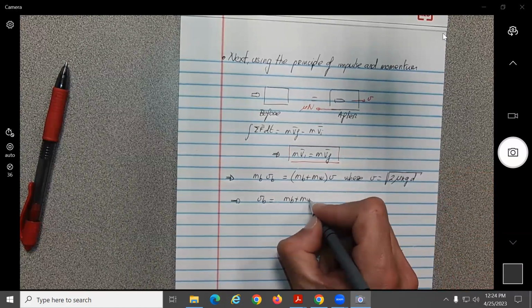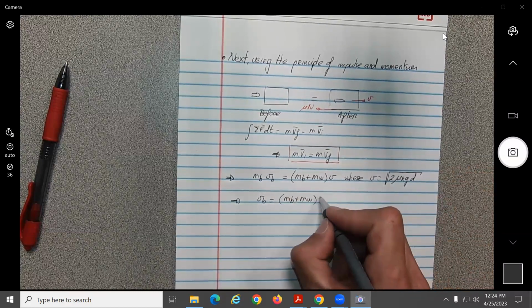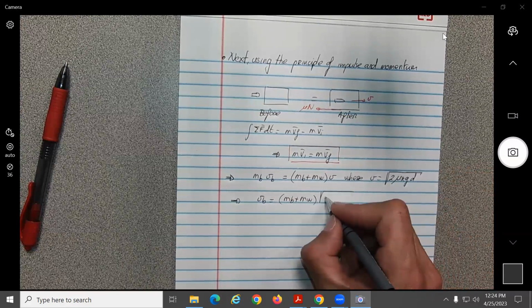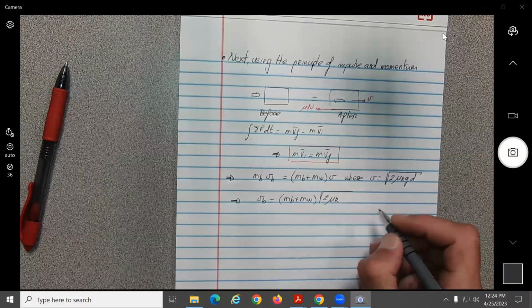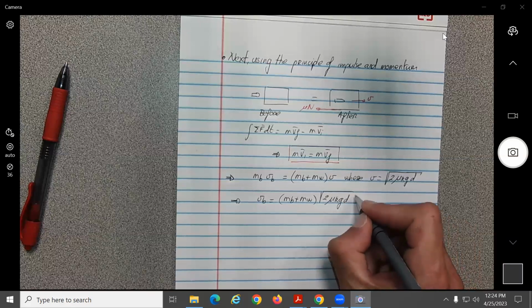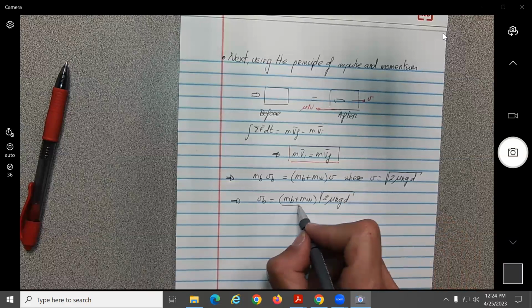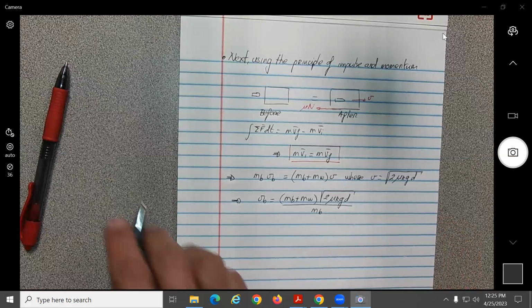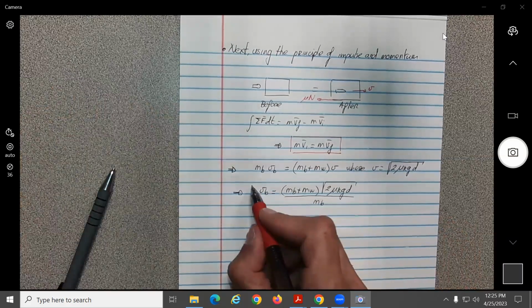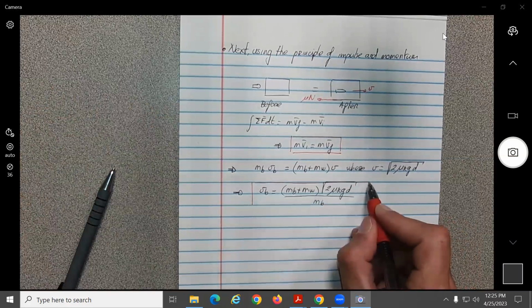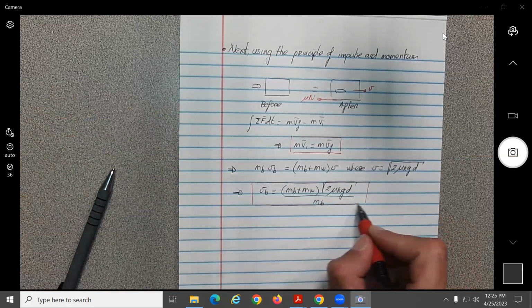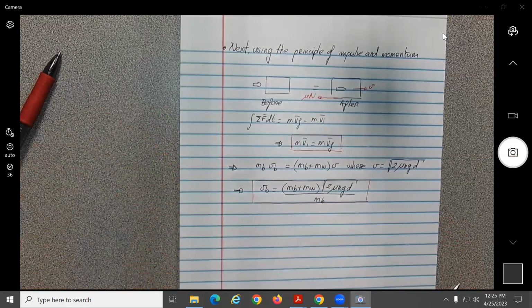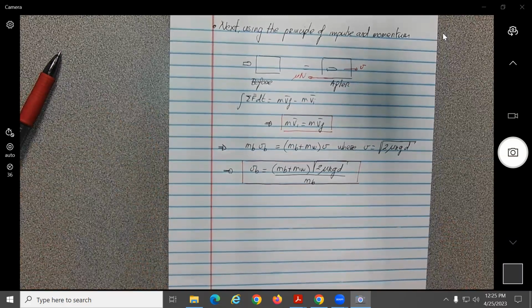So from this equation, we have the velocity of the bullet equal to (m of the bullet plus m of the wood) times the square root of 2 mu sub k g d, divided by the mass of the bullet. Okay, sorry for the confusion at the start of the solution of this problem.